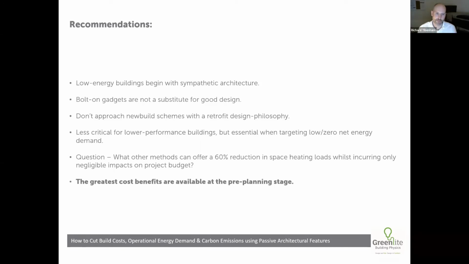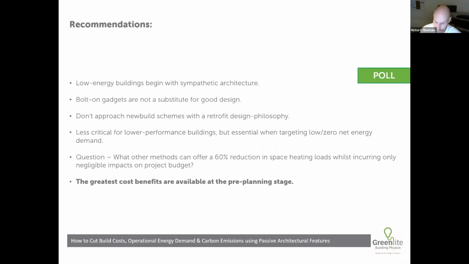And finally, the greatest cost benefits are available at the pre-planning stage. You really need to get this stuff right before it goes in for planning. Once it's gone in for planning, normally the aesthetic and the form of the building is fixed. So at that stage, it becomes quite difficult to come back and modify these things. You can't just approach an energy consultant and say, we've got it through planning, it's ready to go, it's on site in 2 months' time, what can you do for us? Because the available options are really pretty limited. You need to get in very early.